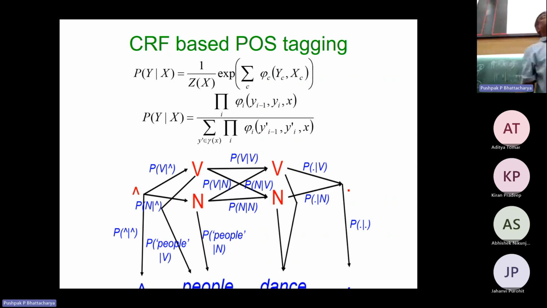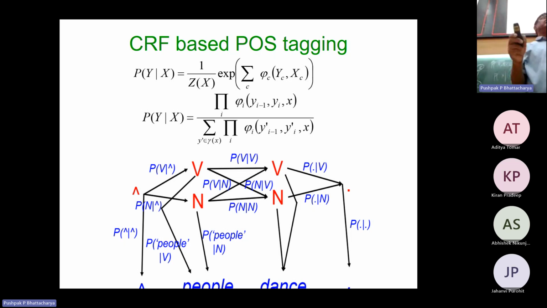Okay, so look at this example once again. We have hat, people, dance, and then dot. There are 4 tokens here. So now I would like to label this sentence, and I'm interested in finding the probability of the label sequence given the input sequence. So in hidden Markov model, I have these transition probabilities, probability of V given hat, probability of N given hat, and so on.